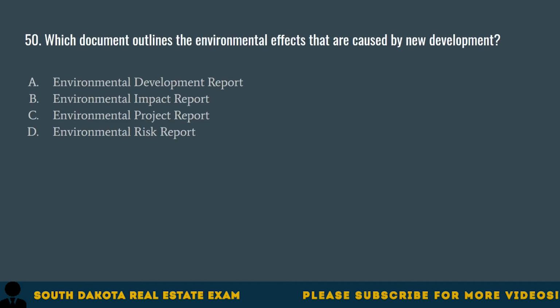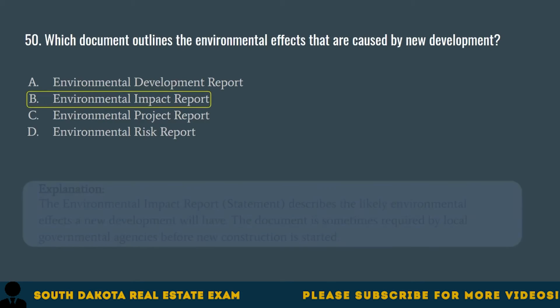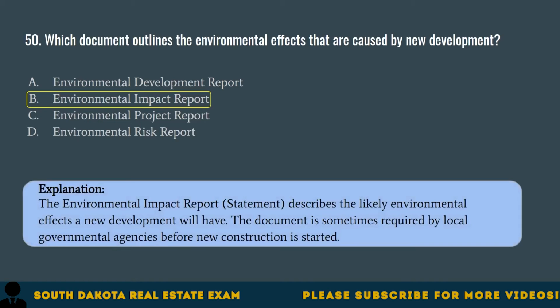Environmental Risk Report. The correct answer is B. Environmental Impact Report. The Environmental Impact Report statement describes the likely environmental effects a new development will have. The document is sometimes required by local governmental agencies before new construction is started.